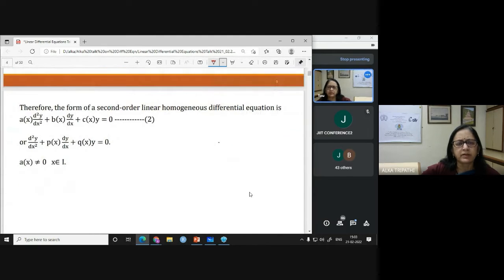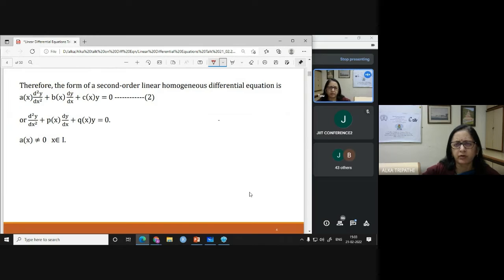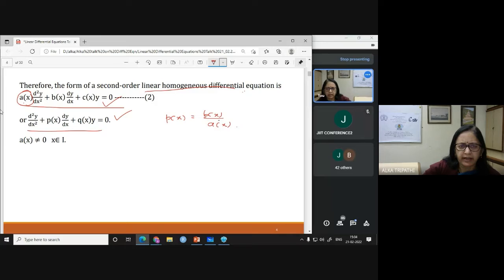First we'll talk about the linear homogeneous differential equation only. We can convert it into standard form. We have to take care that a(x) is non-zero, because if a(x) becomes 0, then this is not a second order equation. So since a(x) is non-zero, we can divide the whole equation by a(x) and write it in this form, where p(x) is nothing but b(x) divided by a(x), and q(x) is nothing but c(x) divided by a(x). This is the standard form of writing the equation.